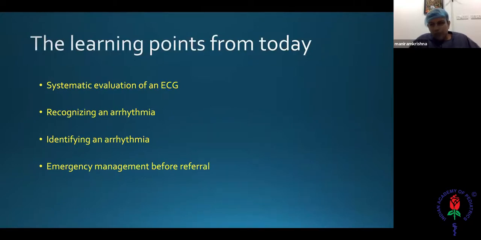So what we hope to achieve in the next close to an hour is make you confident with the systematic evaluation of an ECG, help you recognize and identify an arrhythmia, and probably illustrate what you should do in the emergency room or even in your outpatient clinic when a child comes with an acute arrhythmia before you refer him to a pediatric cardiologist.